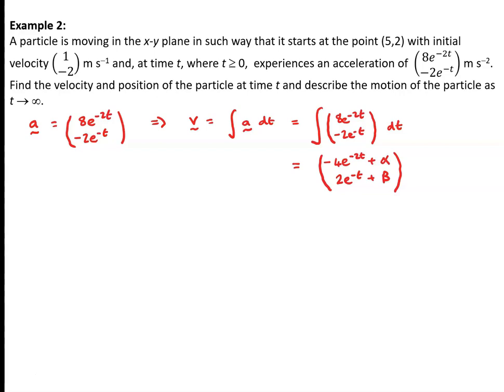When t equals 0, we were told that the velocity was (1, minus 2). So putting t equals 0, we've got a velocity equaling (1, minus 2). But our formula for the velocity says that the velocity should be (minus 4e to the minus 2t plus alpha, 2e to the minus t plus beta). So putting t equals 0 into that, we get the velocity taking the form (minus 4 plus alpha, 2 plus beta).